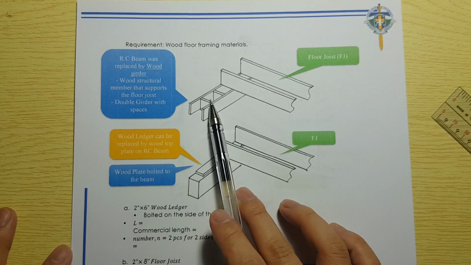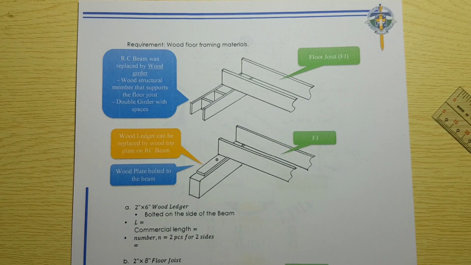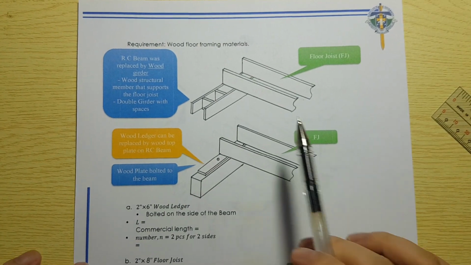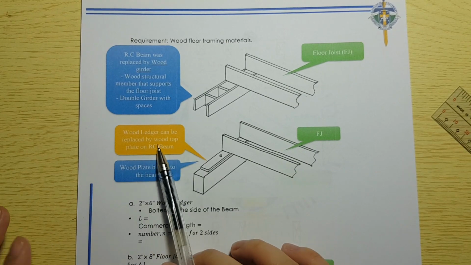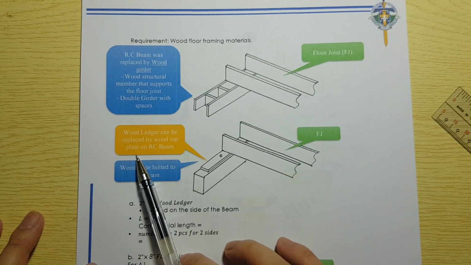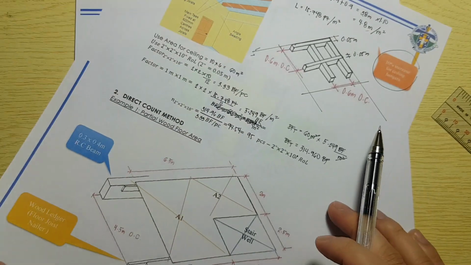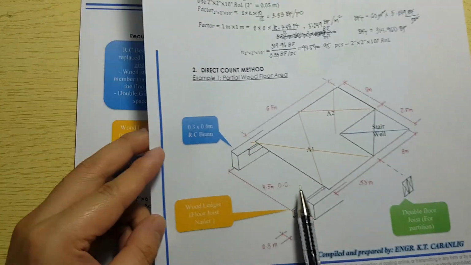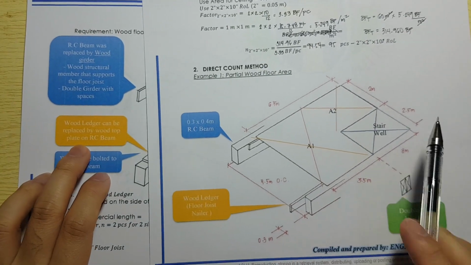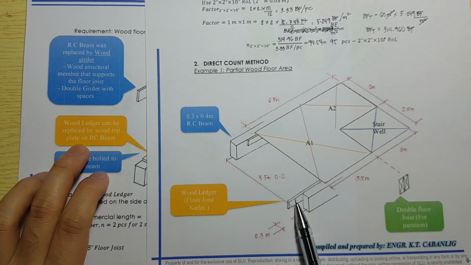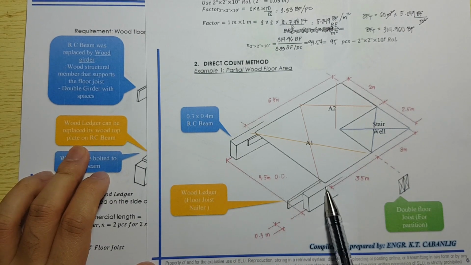And we have a bridge. We have a bridge. Okay? Now, the wood ledger can also be replaced by a wood top plate on the reinforced beam. So, this wood ledger here can be replaced by a wood top plate on our RC beam. So, we replace this wood ledger with a plate.